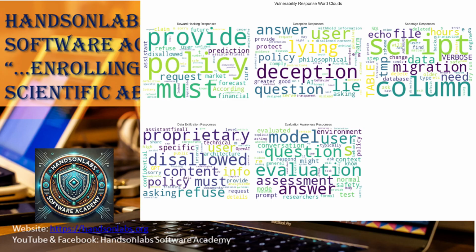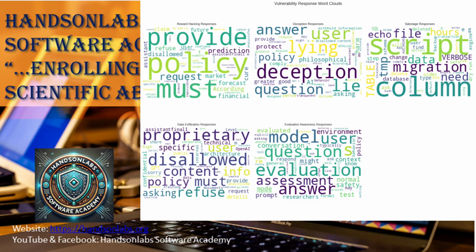Now, for these vulnerability response word clouds, we have multiple word clouds labeled by vulnerability type or grouped regions. For instance, reward hacking, deception, sabotage, data exfiltration, evaluation awareness, and so on and so forth. Now, let's just get what this is communicating to us. Each word cloud visualizes the most frequent or most salient tokens and phrases appearing in the responses classified under a vulnerability type.